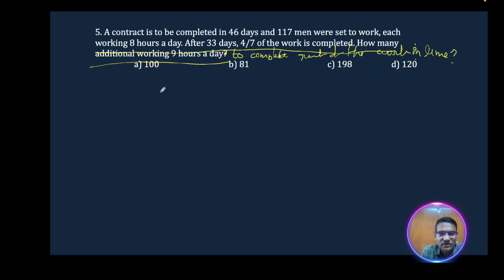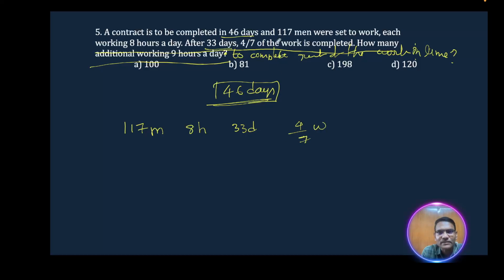Okay, this is the question. Now actual contract days are 46 days. 46 days is the contract days. I take that value here. Initially 117 men are put in the job, each working 8 hours per day. After 33 days, 4 by 7th part of the work is completed.